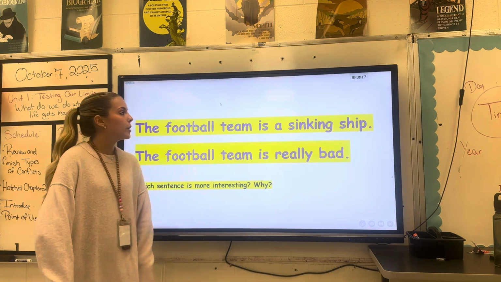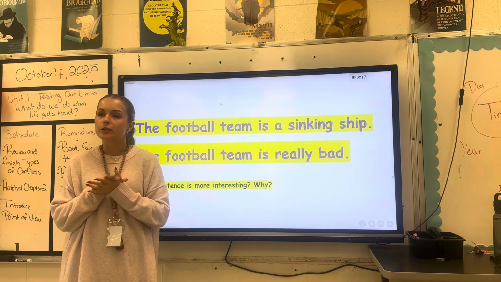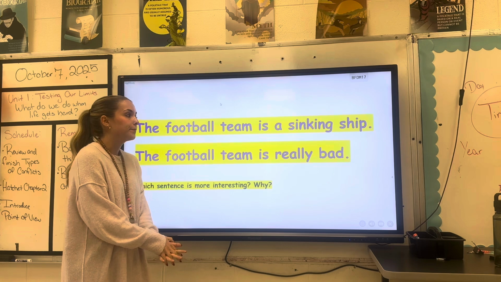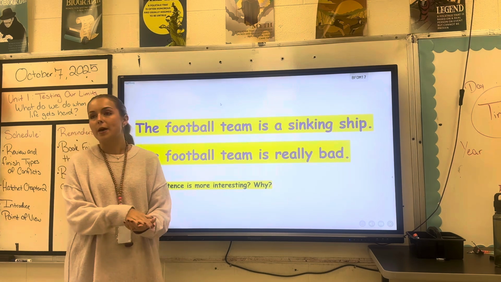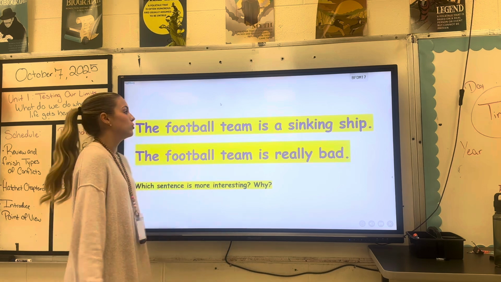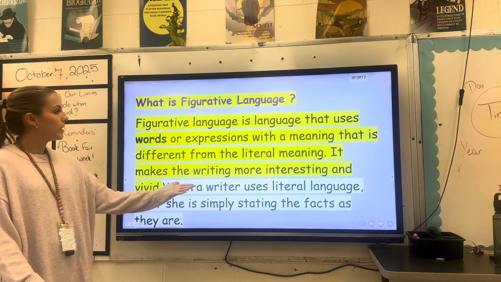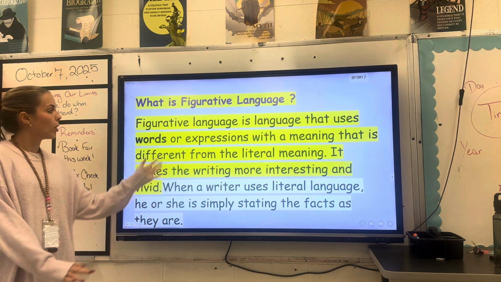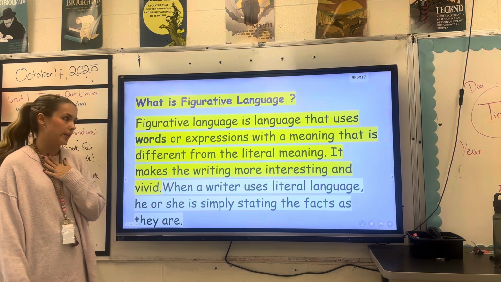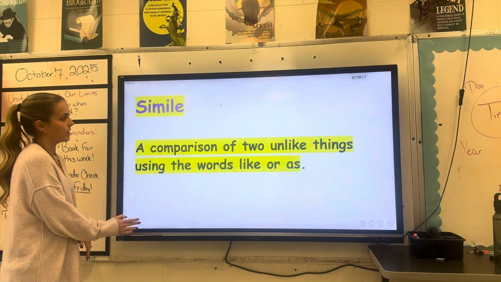Yeah, so we can say the football team is a sinking ship is a more interesting sentence to read than just saying the football team is really bad. The first sentence has an example of figurative language in it. We can say figurative language is language that uses words or expressions with a meaning that is different from the literal meaning. It makes the writing more interesting and vivid. So let's look at a couple different types.